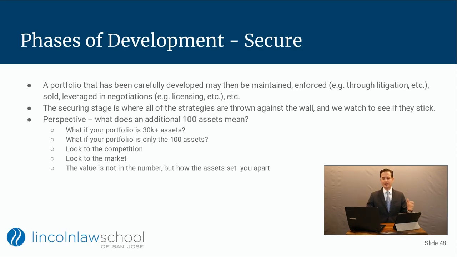Now, the perspective is in the secure stage. Again, I indicated that all this is dependent a little bit on the context of the timeline of the company. And here, the perspective changes based off of the size of the company. If you're in a company with 30,000 plus assets, and you get an additional 100, it's another drop in the bucket in essence. But that being said, if your entire portfolio is only 100 assets, then you may very much be concentrated on just preserving those 100 assets as much as possible. So you're looking to the competition, to the marketplace, internally to your own products.